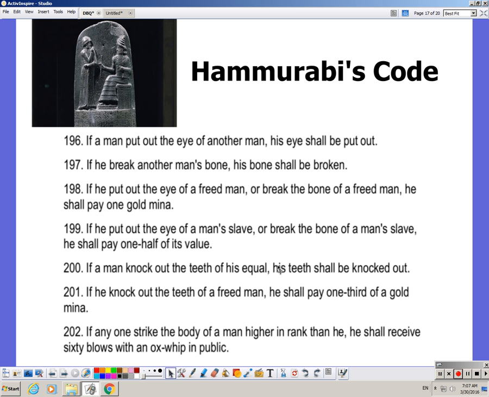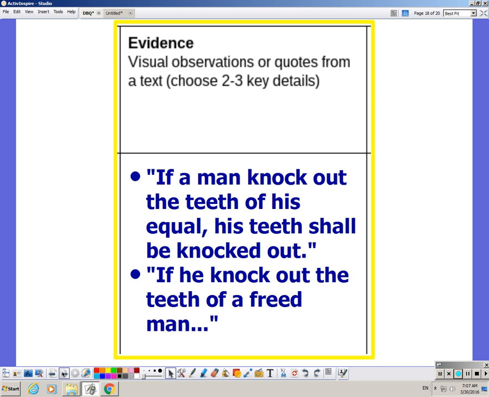If a man knock out the teeth of his equal, his teeth shall be knocked out. If he knock out the teeth of a freedman, he shall pay 1/3 of a gold mina. Okay, I'm going to analyze the differences between these laws. So I've chosen these two. I've quoted from the text. Here are my quotes.